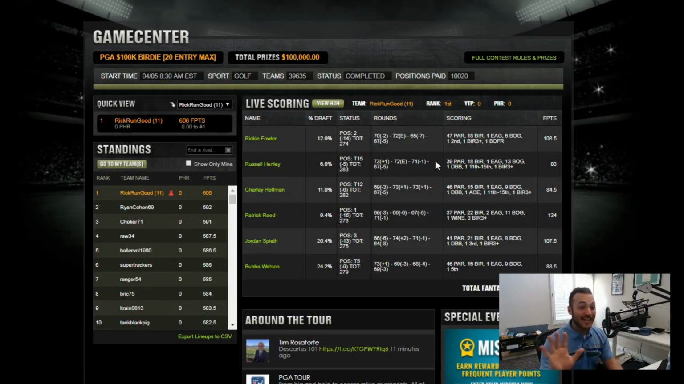I think I just read this. It was not the optimal lineup. It was the second most optimal lineup, so it basically would have won any tournament that was out there. It had first, second, and third place. It had Reed, Spieth, and Fowler. We backed it up with Bubba, T5, Charlie Hoffman, T12, and Russ Henley, T15. So obviously a really good lineup. We'll talk about it a little bit.